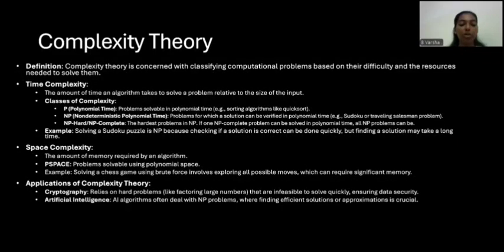So, applications of complexity theory: cryptography relies on hard problems like factoring large numbers that are infeasible to solve quickly, ensuring data security. AI algorithms often deal with NP problems where finding efficient solutions or approximations is crucial.